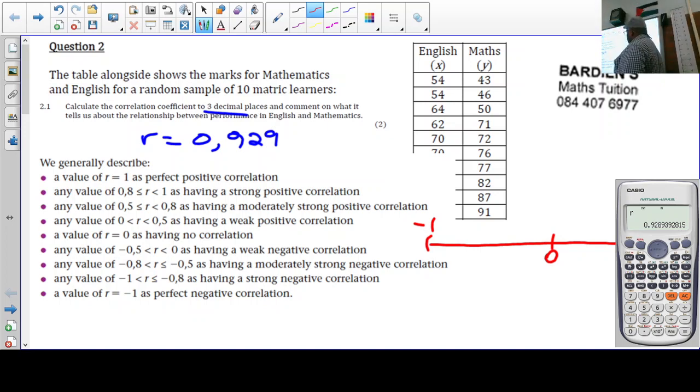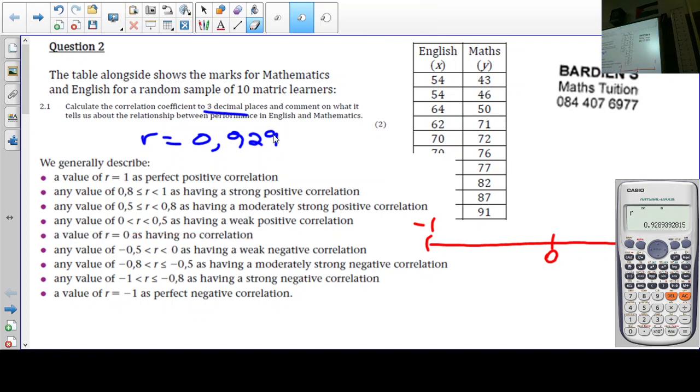Okay, so if it's on the negative side, it's negative. So the positive side is positive. So 0 is having no correlation. Correlation means the relationship. There's no relationship between the data. Okay, at negative 0,5 or 0,5, this is moderate. So this would be a negative moderate, that would be positive moderate. Okay, so anything between, so they mark off at negative 0,8 and 0,8 there, this is strong.